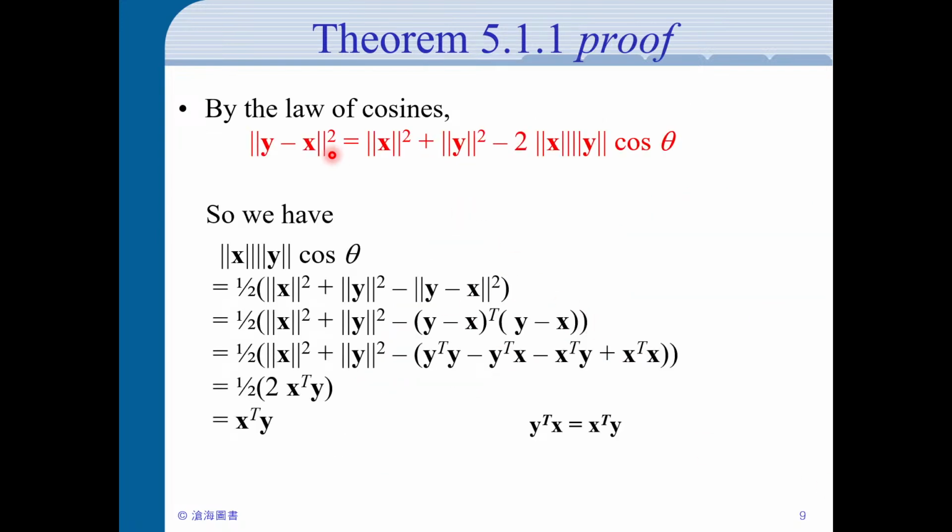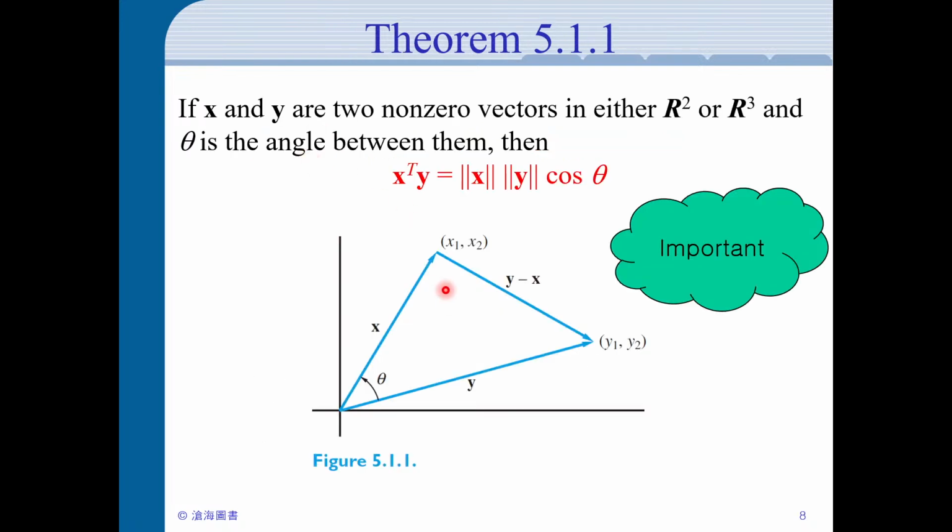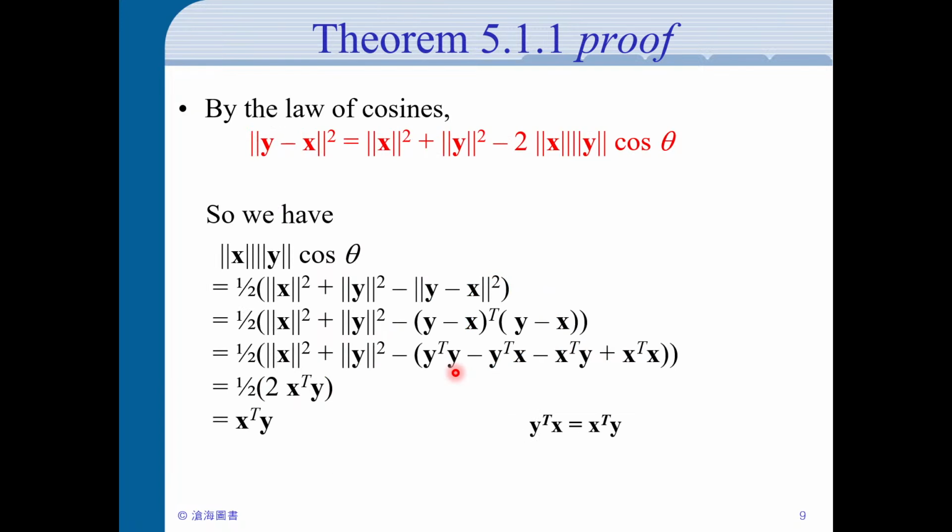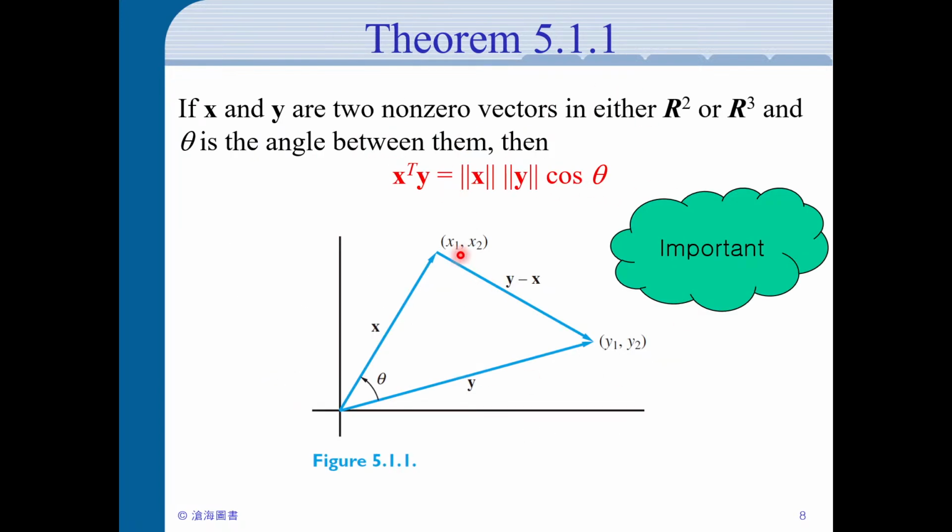Okay, so the length squared of y minus x equals the length of x squared plus the length of y squared minus twice the length of x, the length of y, and cosine theta. Okay, so this is the law of cosines. The law of cosines talks about the length of this thing.